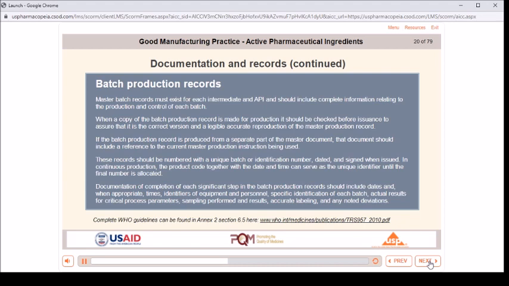These records should be numbered with a unique batch or identification number, dated and signed when issued. In continuous production, the product code together with the date and time can serve as the unique identifier until the final number is allocated. Documentation of completion of each significant step in the batch production records should include dates and, when appropriate, times, identifiers of equipment and personnel, specific identification of each batch, actual results for critical process parameters, sampling performed and results, accurate labeling, and any noted deviations.